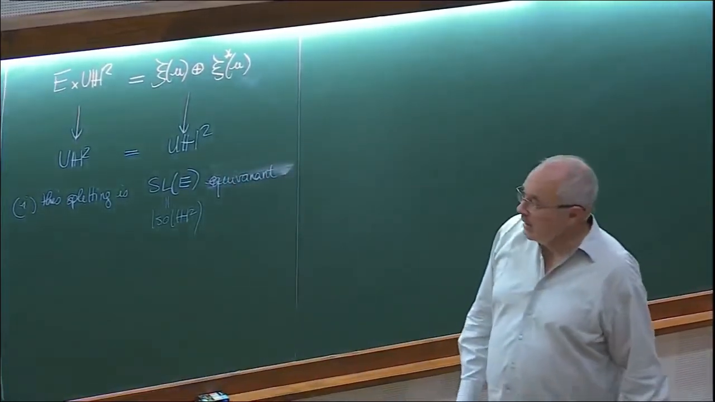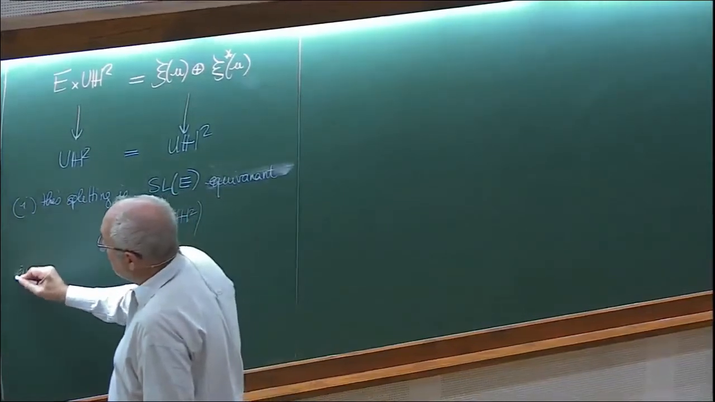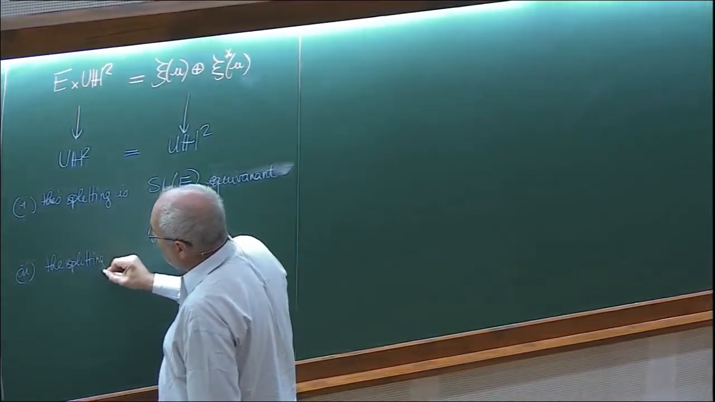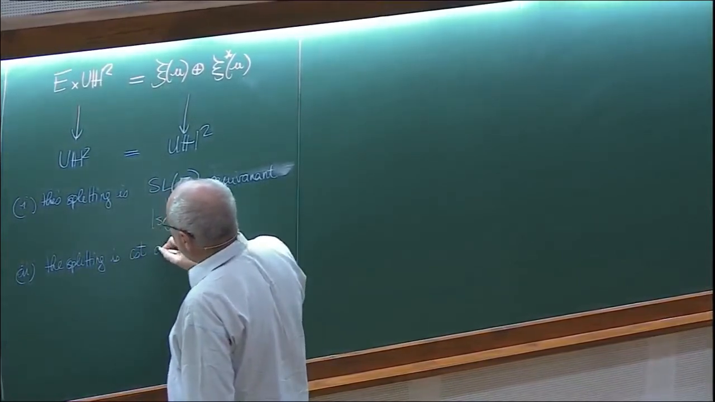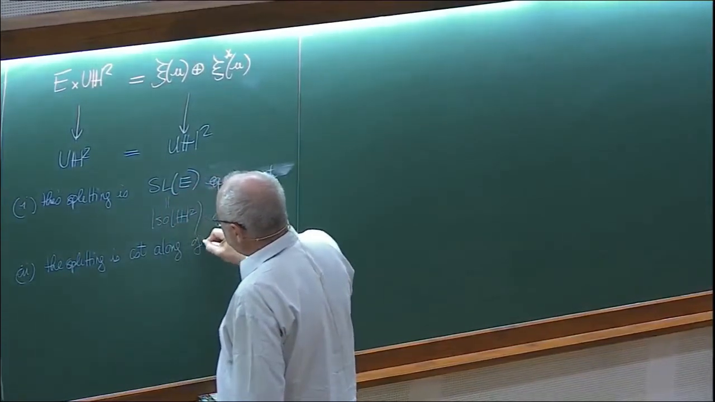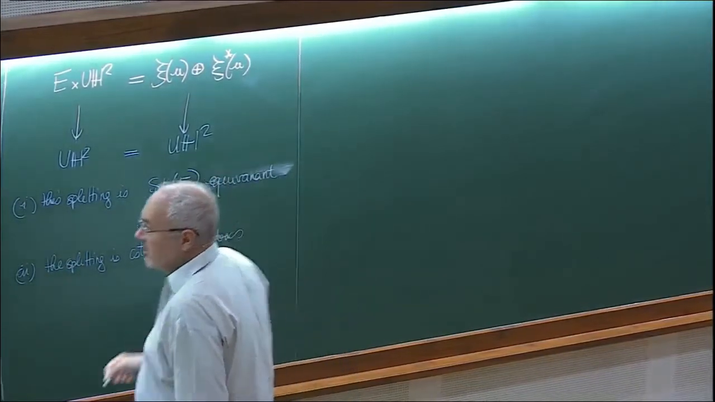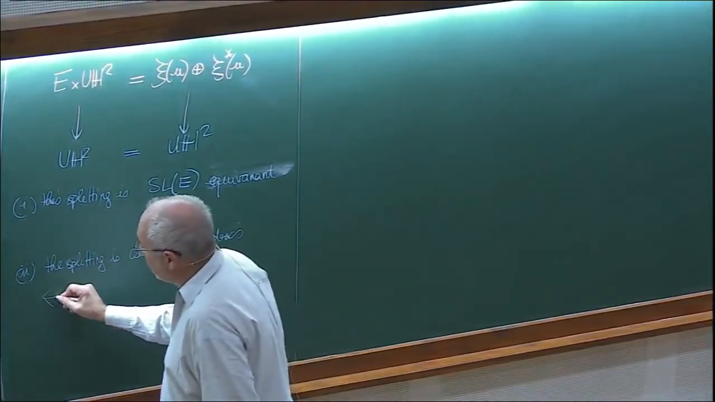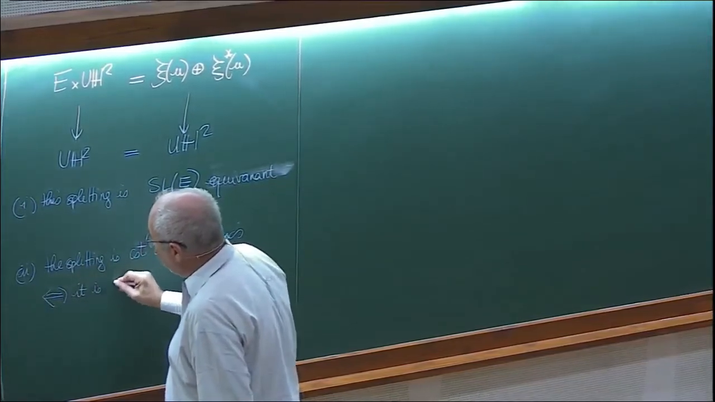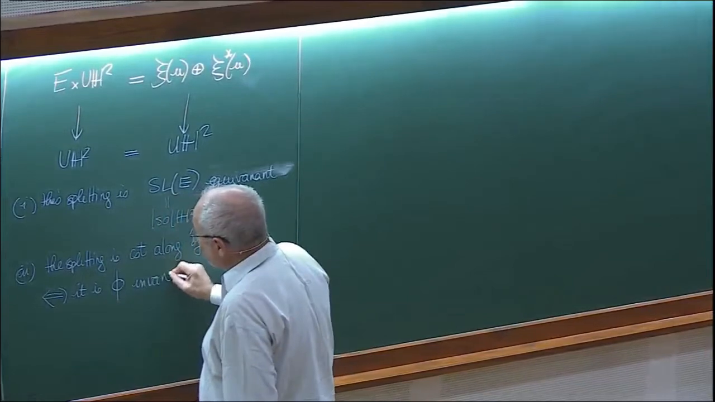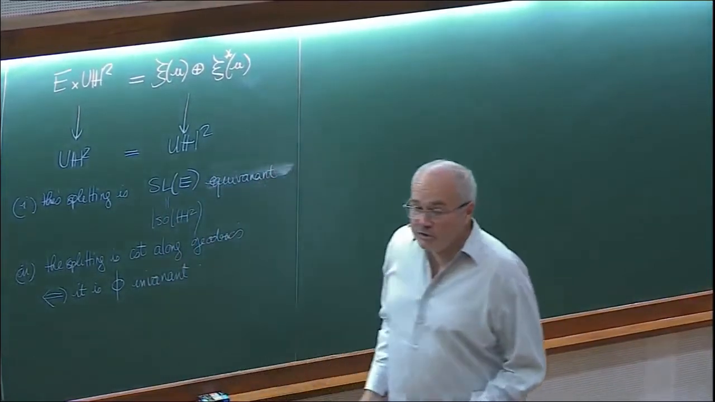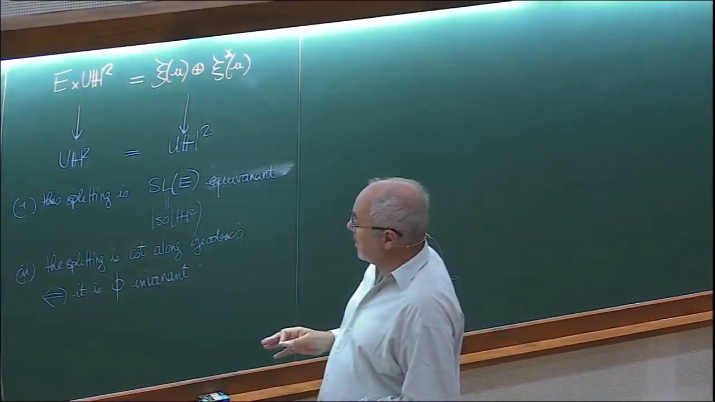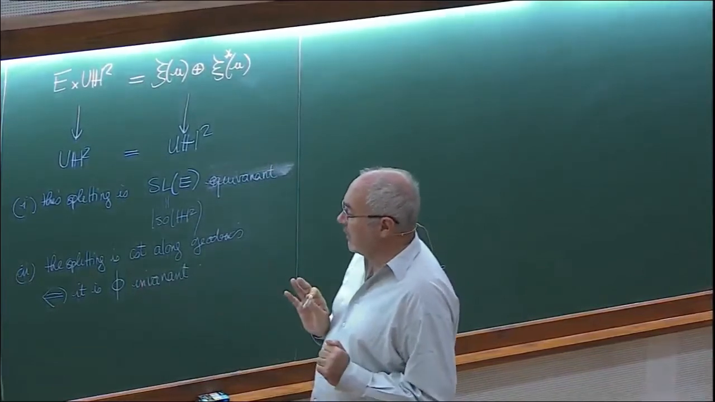Okay. And the second thing is that the splitting is constant along geodesics, because it only depends on the endpoints. So in other words, that's exactly to say that it is phi invariant. So this starts good. I have a splitting. The splitting is equivariant, and this splitting is phi invariant.